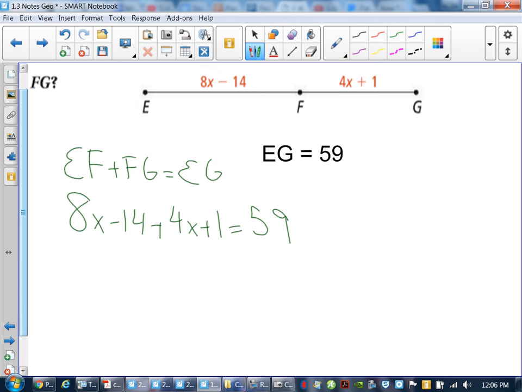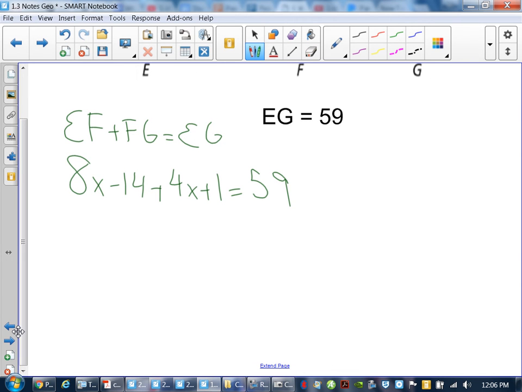Exactly. You combine like terms then. What's 8x and 4x? 12x. Good. If you're wearing sandals, you're able to figure that out really easy. You're wearing sandals? Because you can count on your toes then? All right. Pace yourself. Negative 14 plus 1.